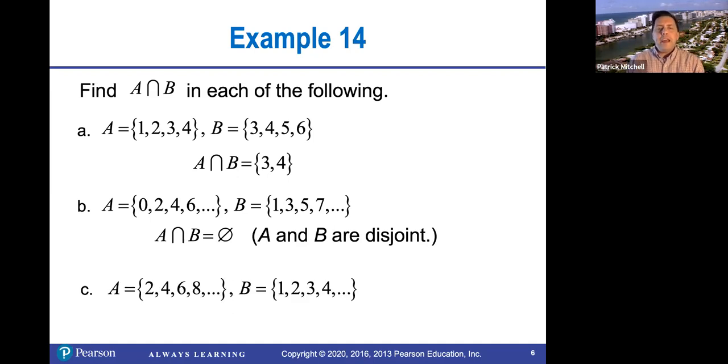And then finally, we have A, which is 2, 4, 6, 8, and so on, the set of even natural numbers. And then B, the set 1, 2, 3, 4, and so on, which is all natural numbers. What do those two sets have in common? They have the even natural numbers in common. So notice in this case, A is a subset of B. And whenever that happens, then the intersection is just the smaller set. In other words, set A is contained entirely within set B.